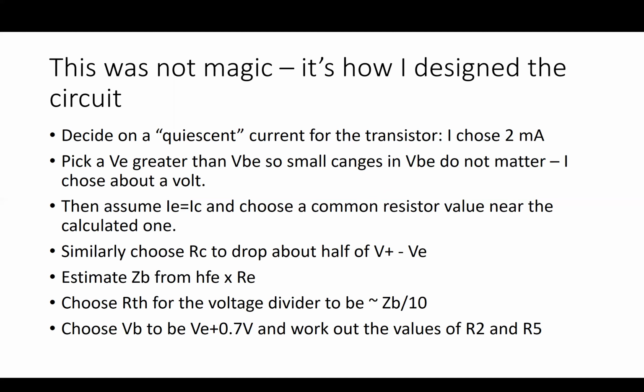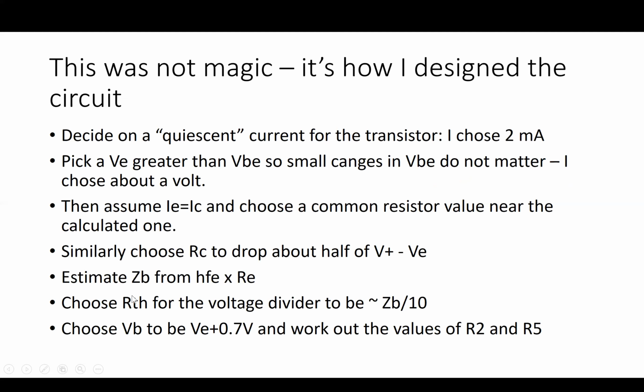You'll find that you'll never get the resistor values you calculate on your calculator, but because these circuits are so robust, you don't have to be too precise. The feedback from the emitter resistor guarantees this will operate as you want it to. I chose the collector resistor to drop about half of V plus minus the emitter voltage. I then estimated the base resistance from HFE times the emitter resistance.